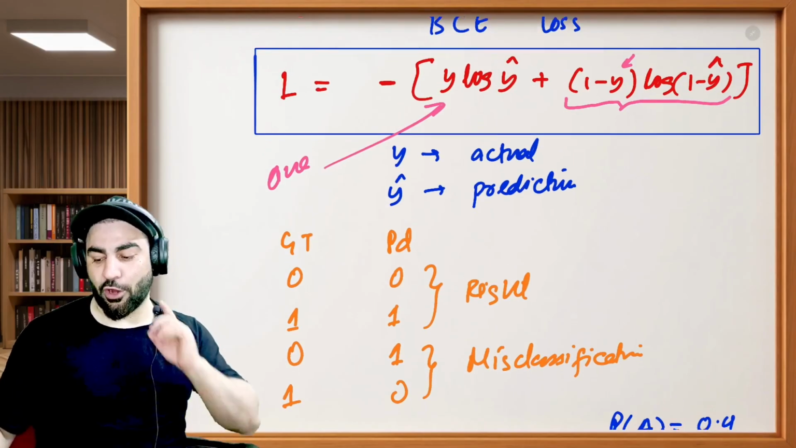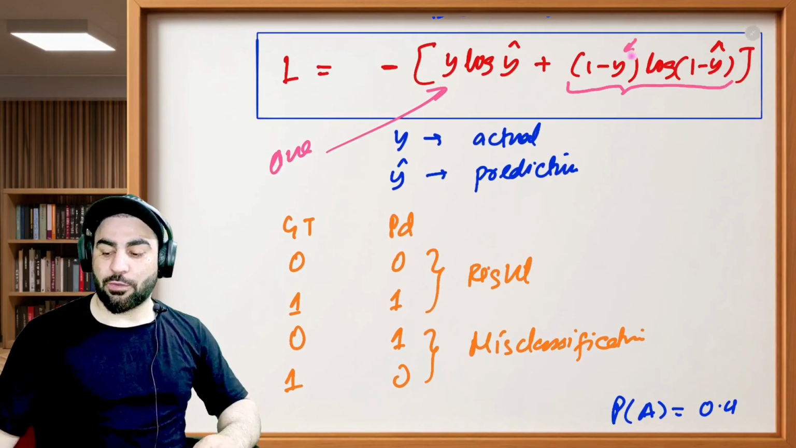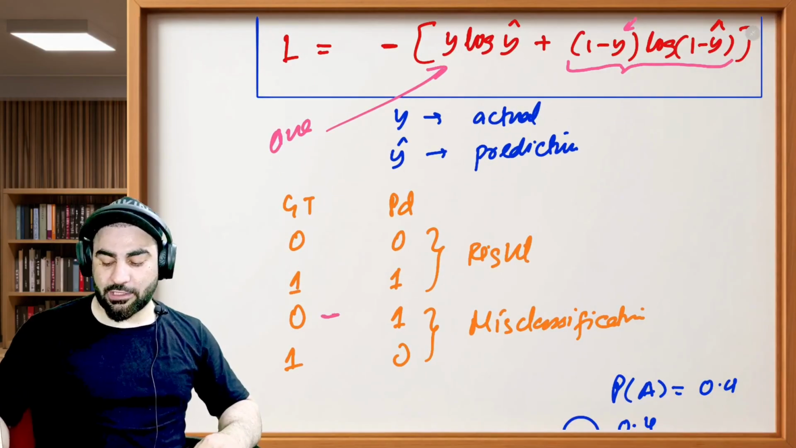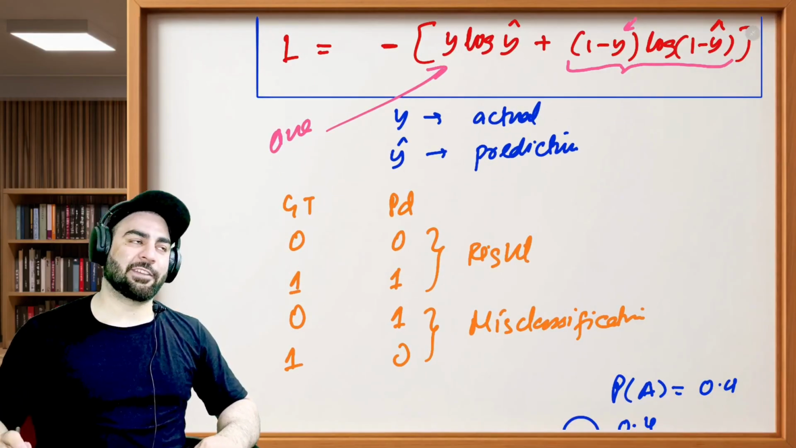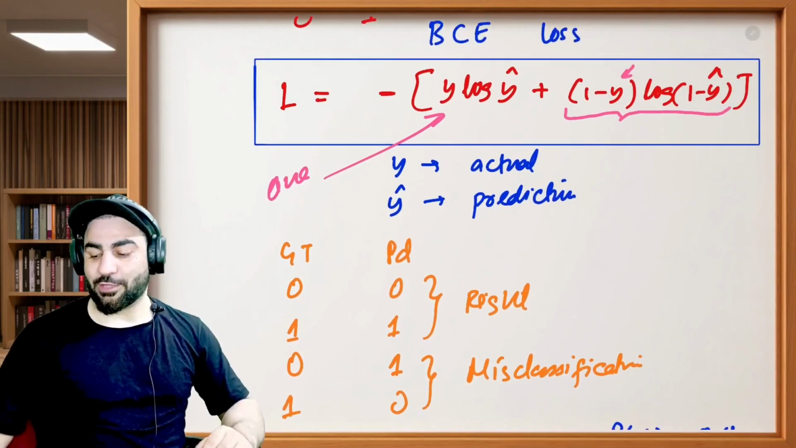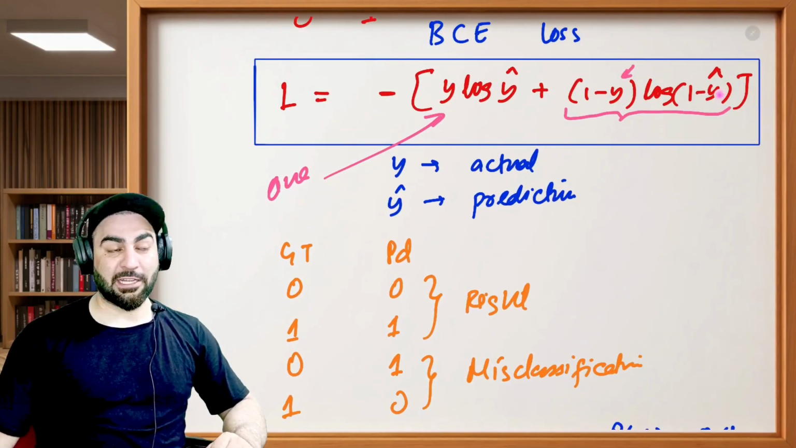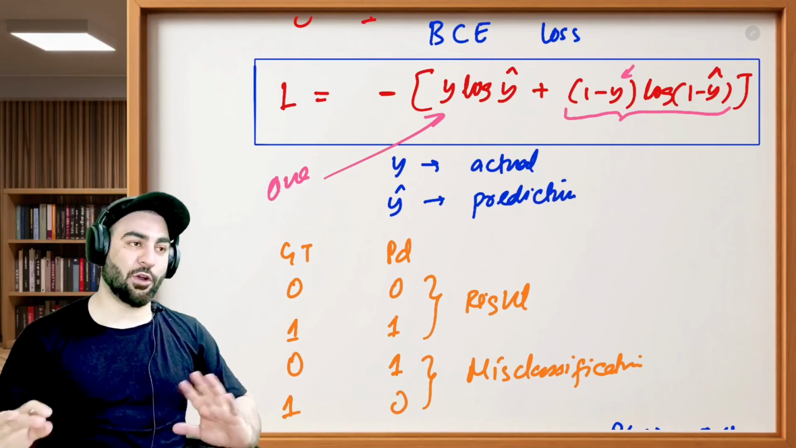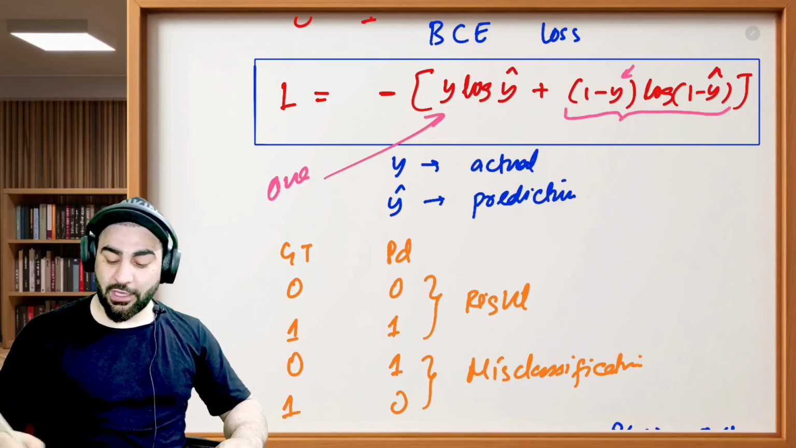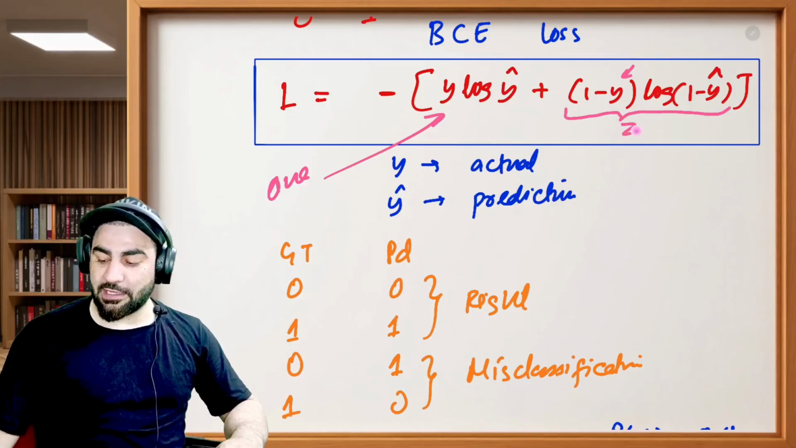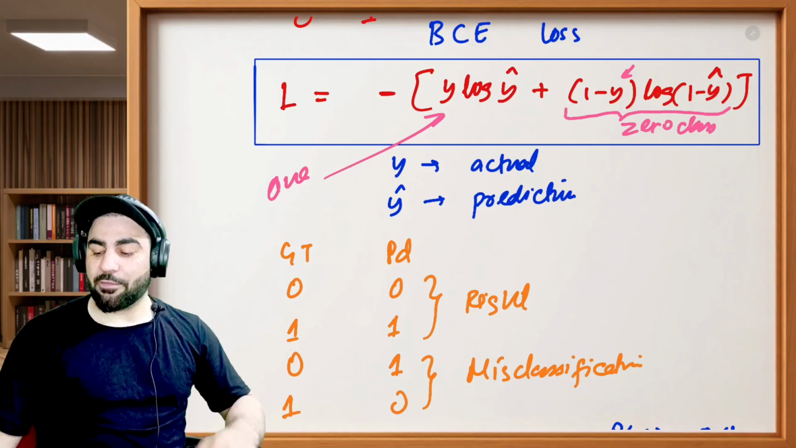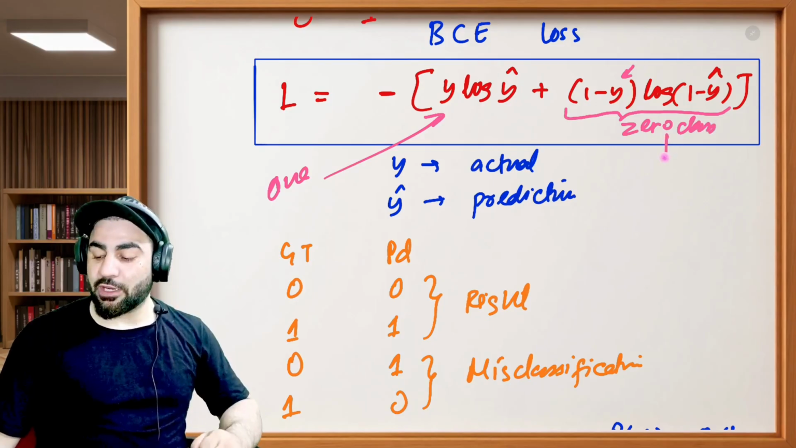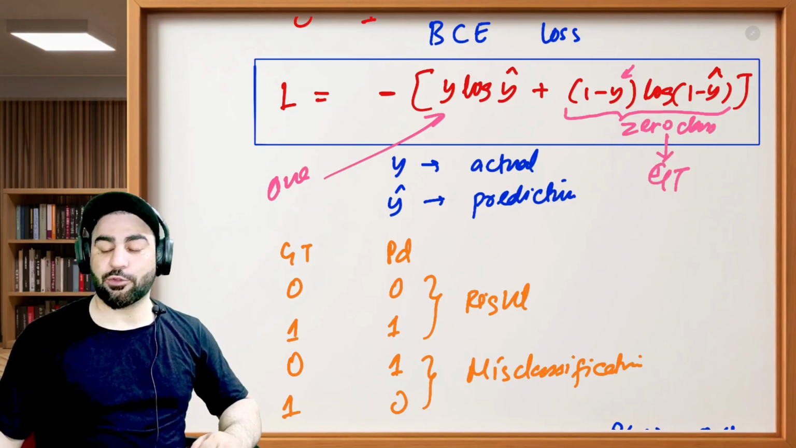Let's suppose you are wrong. The ground reality was 0, but you did a misclassification. You said it is 1. So this will again go to infinity. This is log of 1 minus 1, that is log of 0, which goes to infinity. You are entirely wrong. So this term handles the 0 class. By the 0 class, I mean that if the ground truth is 0, it is handled by this term.